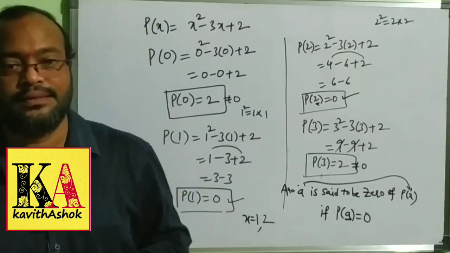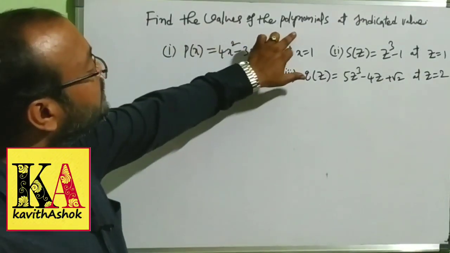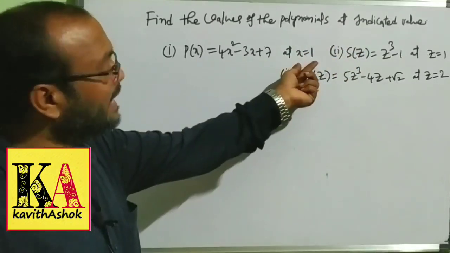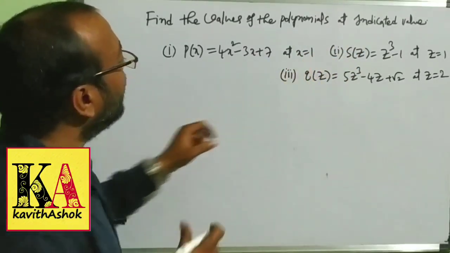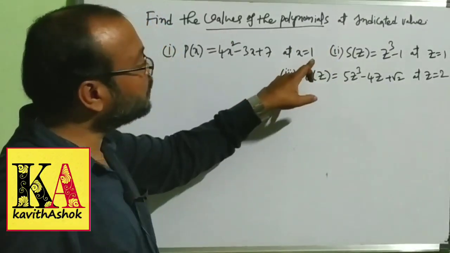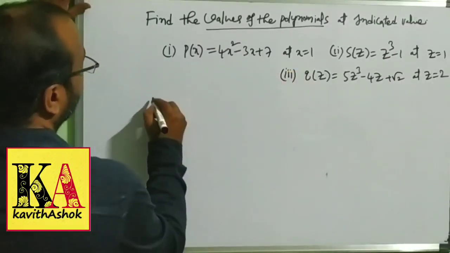Now we will discuss. Find the values of the polynomials at the indicated values. So this is a polynomial and this is the indicated value. At these values, we have to find the values of the polynomials. We already know that by substituting the given values, we can get the values of the polynomials. Right. For the first one.